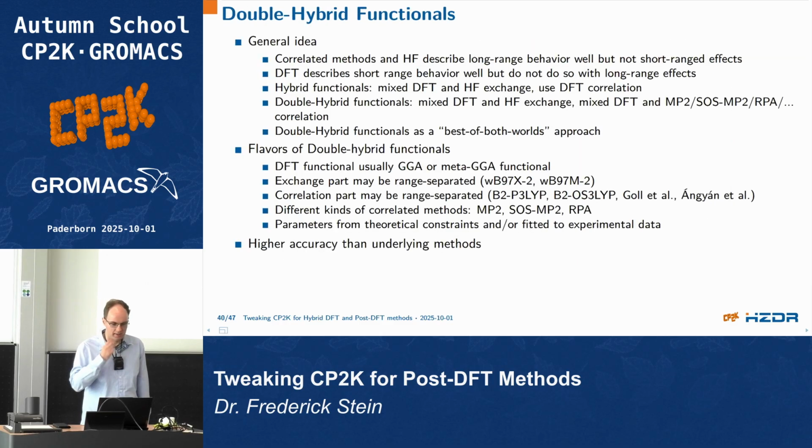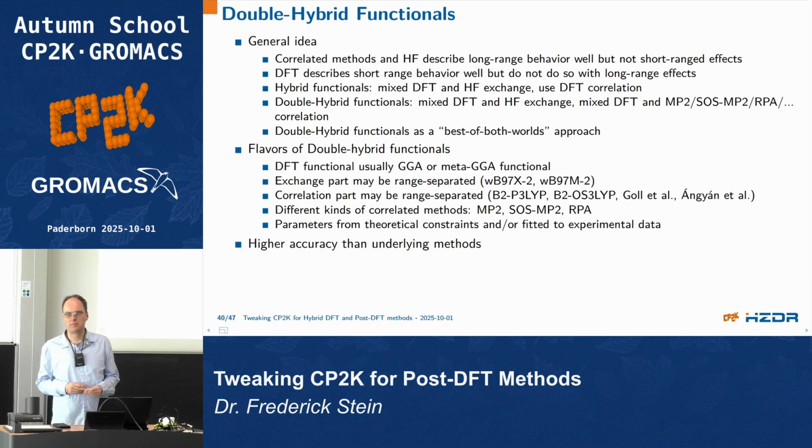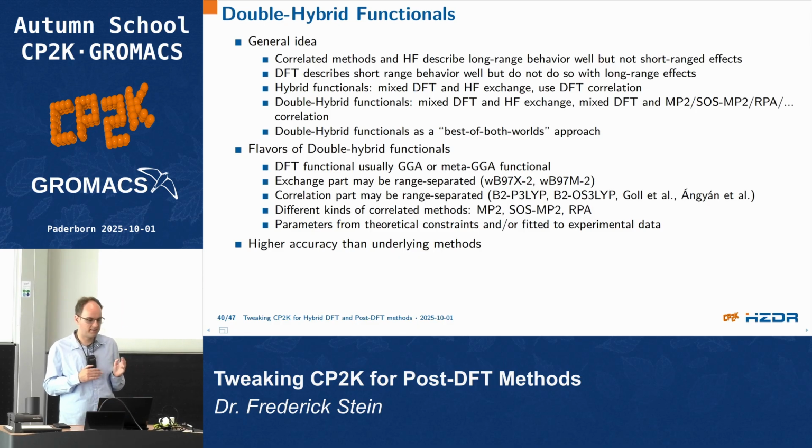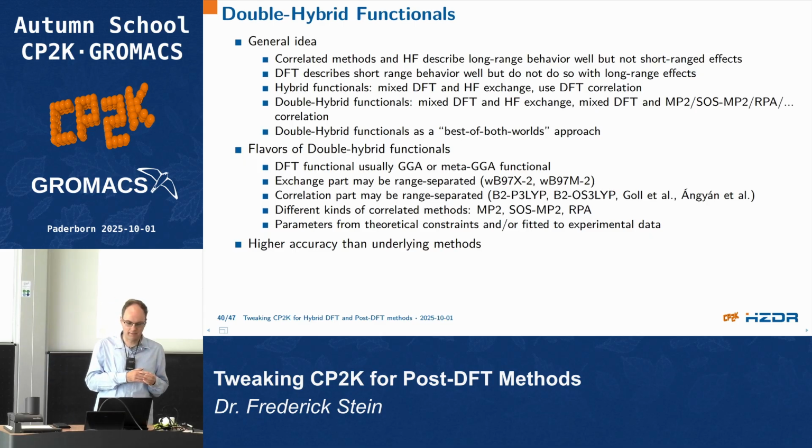Okay. As with hybrid functionals, where we mix DFT exchange and Hartree-Fock exchange, we can also do the same for the correlation part. The general idea is that most correlated methods beyond Hartree-Fock describe the long-range behavior pretty well, but usually not the short-range behavior, because we are commonly bound to lower orders of theory, whereas DFT easily describes the short-range behavior of our system, but not really well the long-range effects.